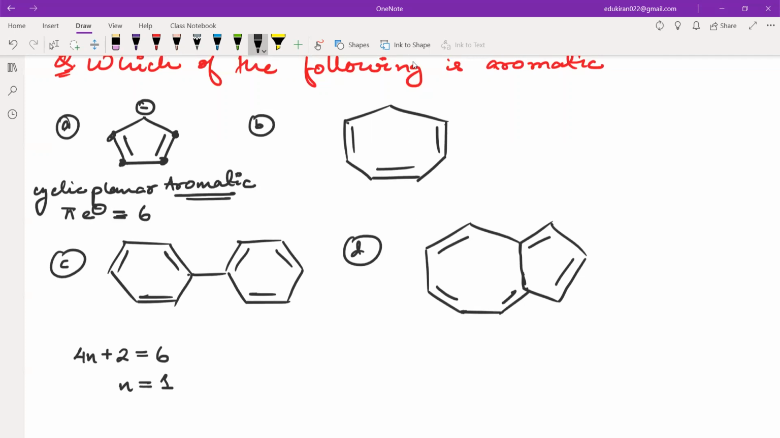Now, in this, tell me, is it cyclic? Yes, it is cyclic. Now tell me, is it planar? Is there any carbon which is a sp3 hybridized carbon atom? You have to check that. You have 1, 2, 3, 4, 5, 6, and 7 carbon atoms. So you have to check whether all of the carbon atoms are planar or not. They should have only 3 bonds. None of the carbon atoms should have 4 bonds. That is the only thing that you have to look at. So is there any carbon atom here which is having 4 bonds, including the hydrogens?